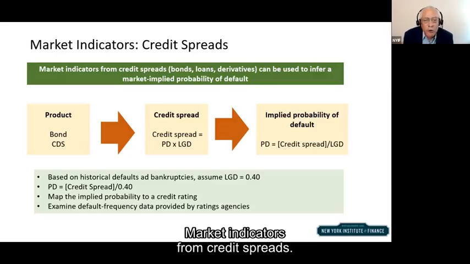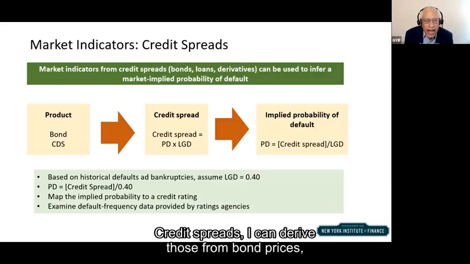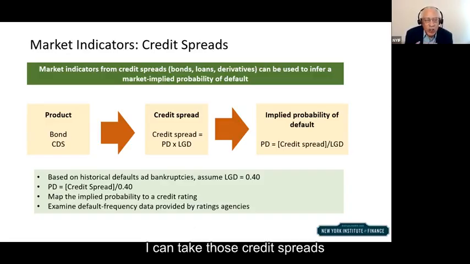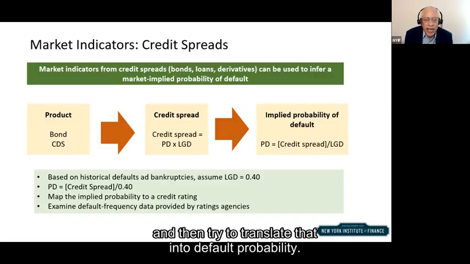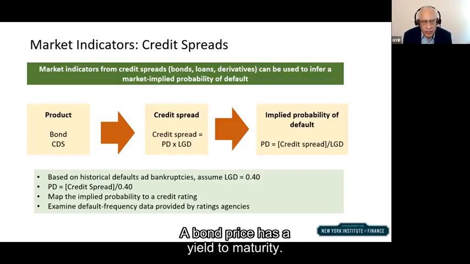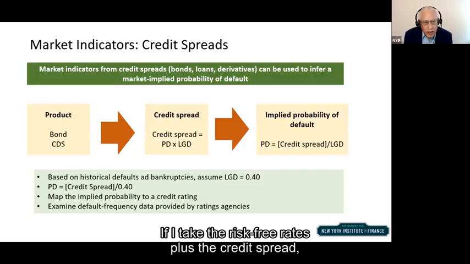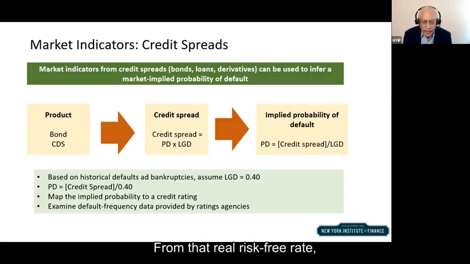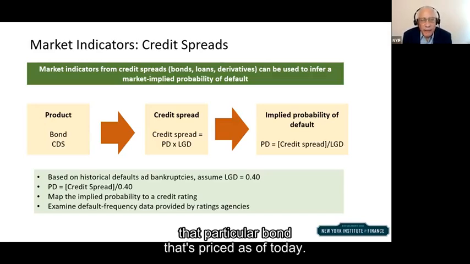Market indicators from credit spreads. So credit spreads, I can derive those from bond prices, from bond yields, from the credit default swap market. I can take those credit spreads and then try to translate that into default probability. This is a very simplistic approach. A bond price has a yield to maturity. If I take the risk-free rate plus the credit spread, that's going to equal the yield to maturity. And then from that risk-free rate, I can derive the credit spread for that particular bond that's priced as of today.